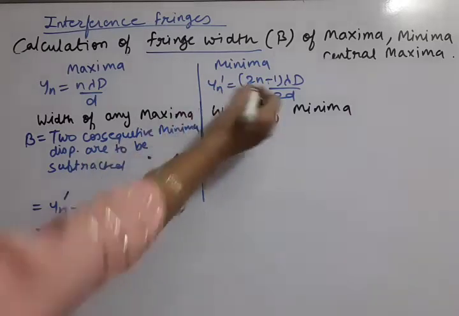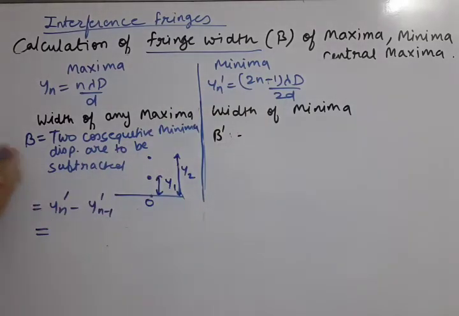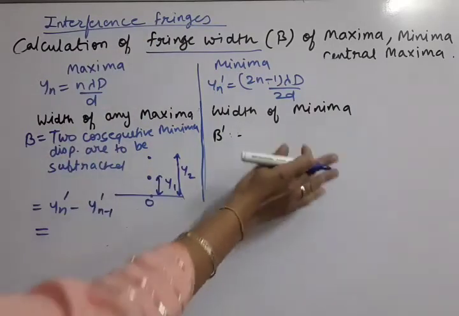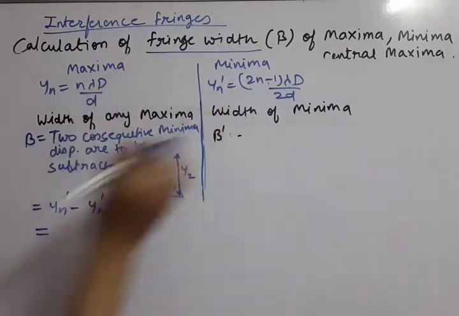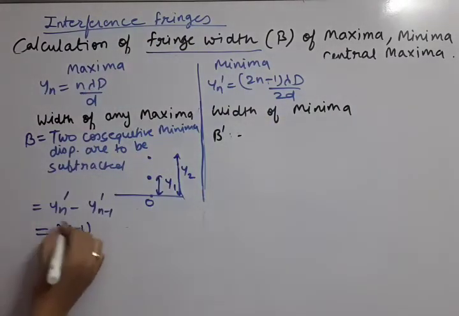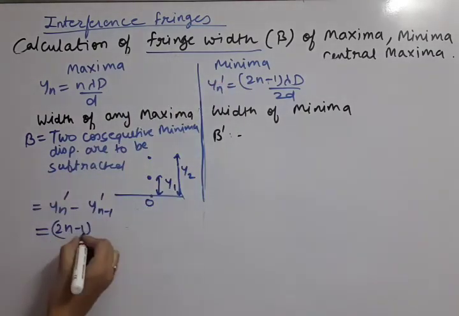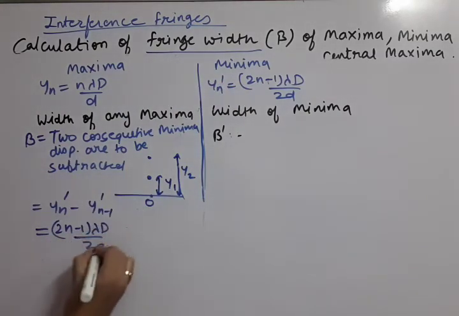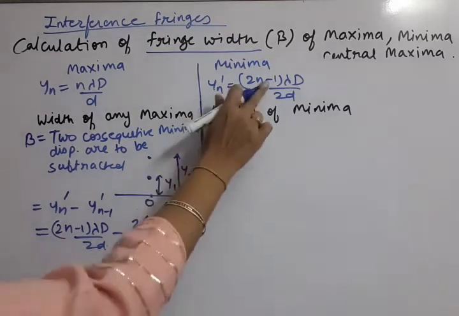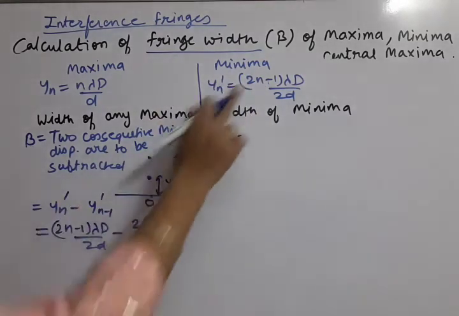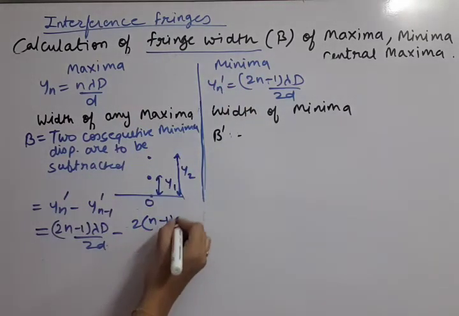So I am putting now the value from this formula. For beta I will require this y formula. So yn dash is (2n minus 1) lambda D by 2d, and here we put n, then in place of n we put n minus 1.